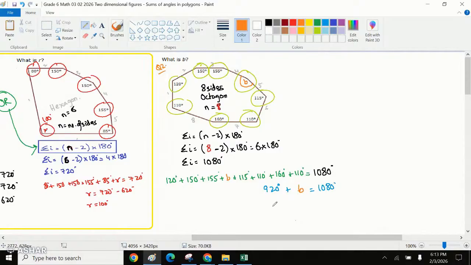So can we find the angle B? The angle B should be equal to 1080 minus 920, and it comes out to be 160 degrees.